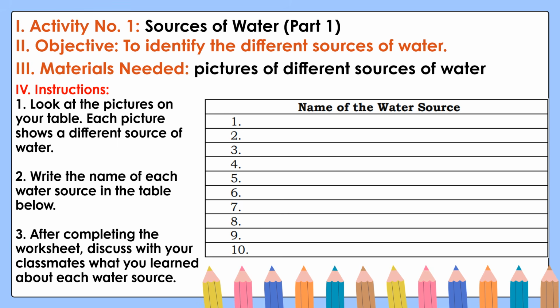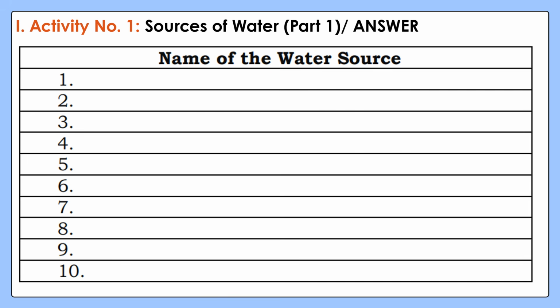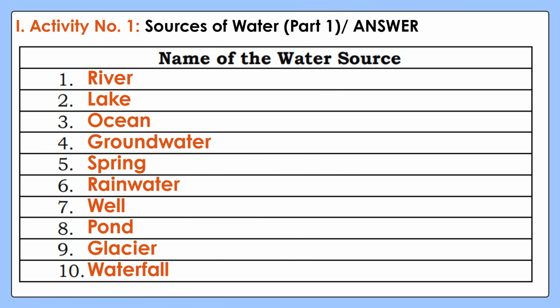Name of the water source, 1 to 10. Name of the water source: river, lake, ocean, groundwater, spring, rainwater, well, pond, glacier, and waterfall.